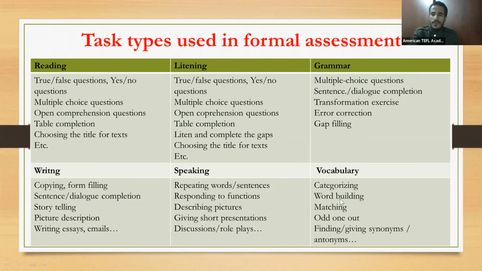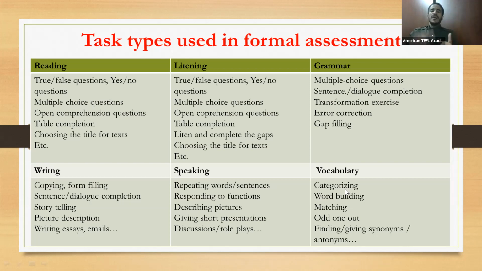For vocab, you can give them an activity about categorizing. You can give them food, drinks, objects, and you can give them 6 words: soda, couscous, table. So soda is a drink, couscous is food, and table is an object. We call this categorizing. They put each one into the right category.